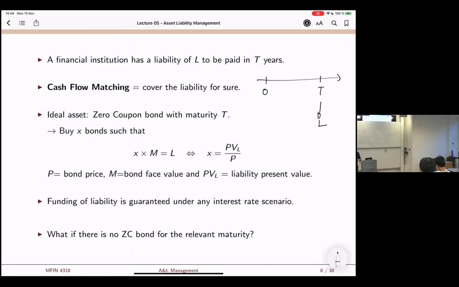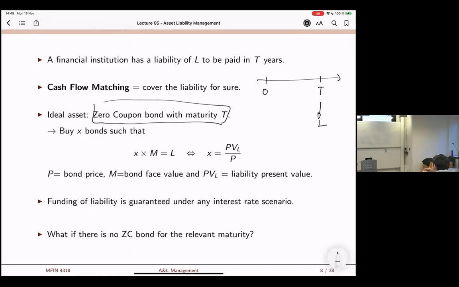Now, what's the ideal asset to do that? Well, it's not very complicated. You would want to have a zero coupon bond that has the same maturity as your liability, right? I mean, that's very straightforward, matching asset with liability. You effectively short a zero coupon bond with that liability, right? So on the long side, you should be long a zero coupon bond.